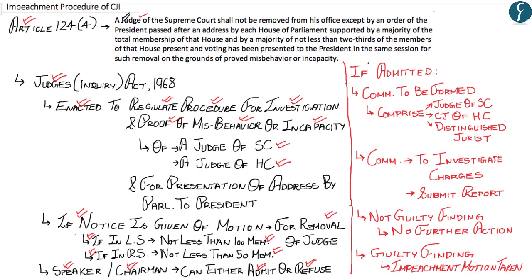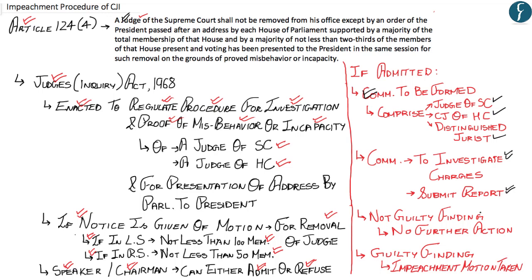Now, hopefully, up till here, you have understood that if a notice for the removal of a judge is admitted either in the Lok Sabha or the Rajya Sabha, then the respective Speaker of the Lok Sabha or the Chairman of the Rajya Sabha in which the notice has been admitted would form a committee comprising a judge of the Supreme Court, a Chief Justice of a High Court, and a distinguished jurist. And this committee would investigate the charges and finally submit its report to the Chairman of the Rajya Sabha if the notice has been admitted in the Rajya Sabha, or to the Speaker of the Lok Sabha if the notice has been admitted in the Lok Sabha.